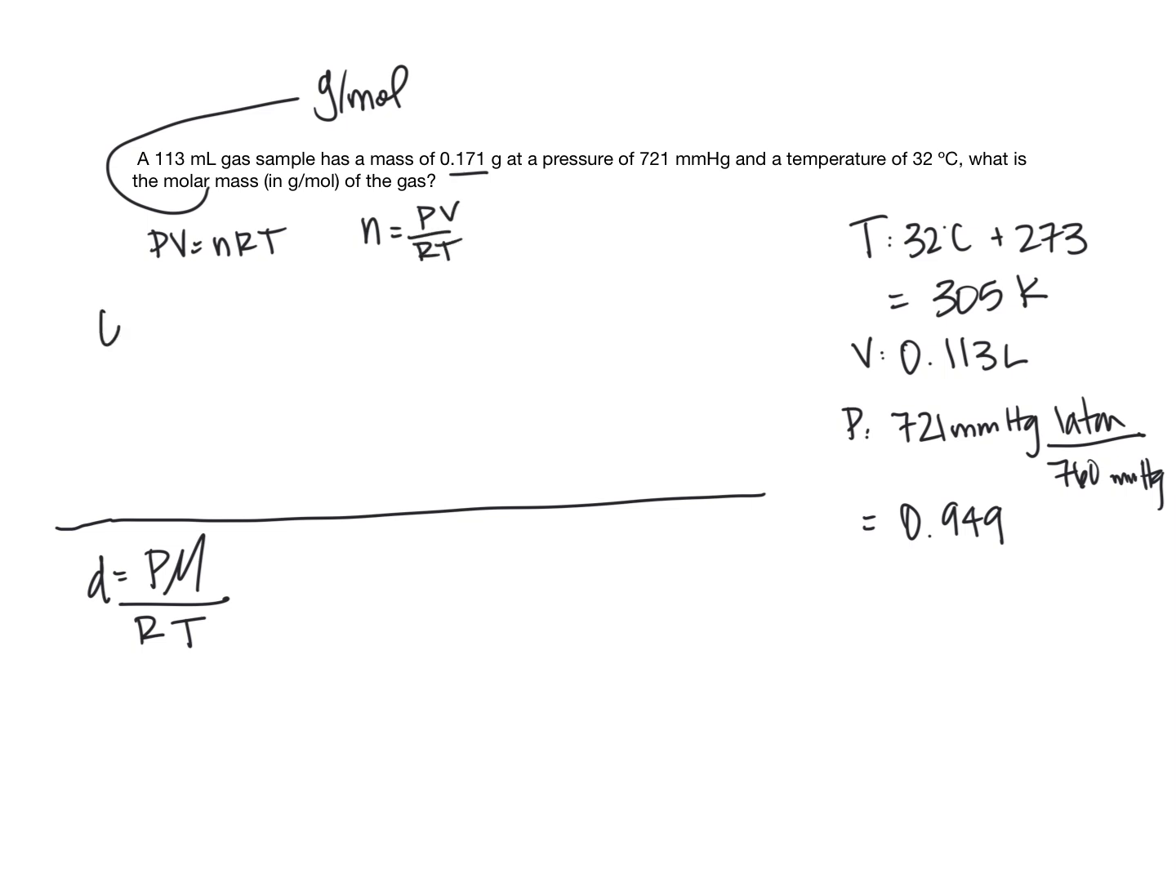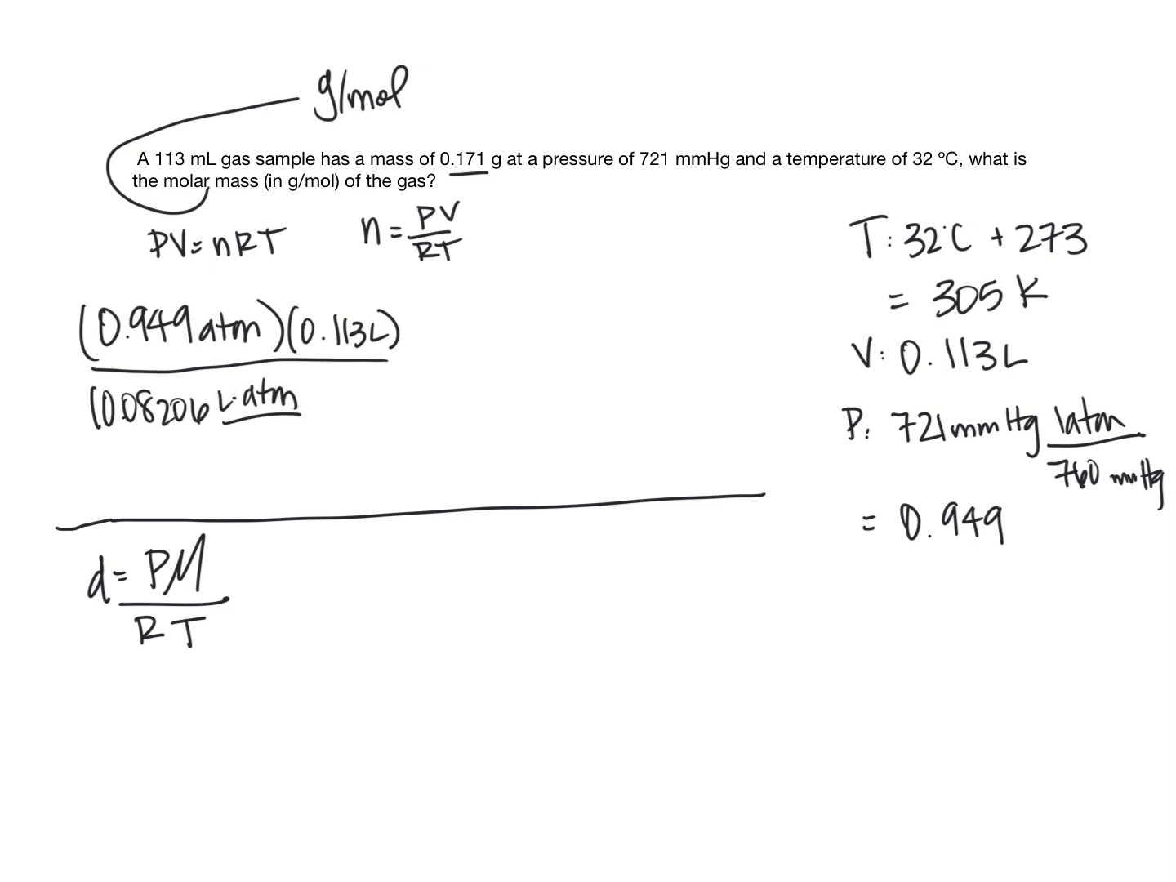So when we plug that in, we get our 0.949 atmospheres, multiply our volume of 0.113 liters, divided by the R value of 0.08206 liter atmosphere per mole Kelvin. And then we're going to multiply that by the temperature, which is 305 Kelvin. And when you plug this into your calculator, you get that n is equal to 0.00428 moles.